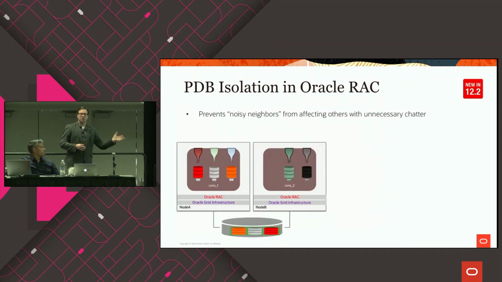PDBs are not only good for the lifecycle and the replication, they also help in Oracle Real Application Clusters environments in two ways. There are more ways, but two I found most important, and both of them are related to isolation. As you recall, in 12.1, PDBs were introduced as virtualization and consolidation solutions. And in 12.2, we therefore introduced two isolation features. One isolation feature helps with preventing noisy neighbors from affecting others with unnecessary chatter.